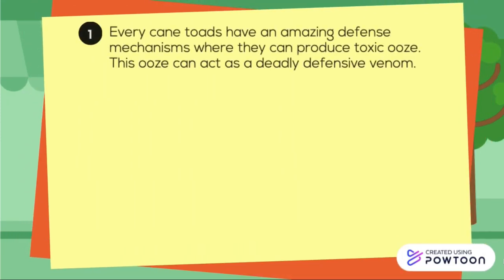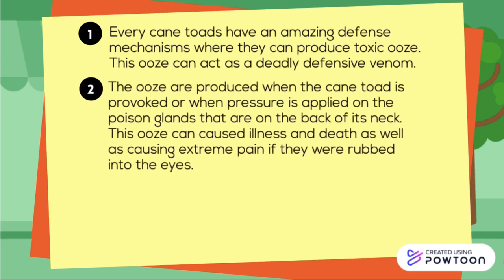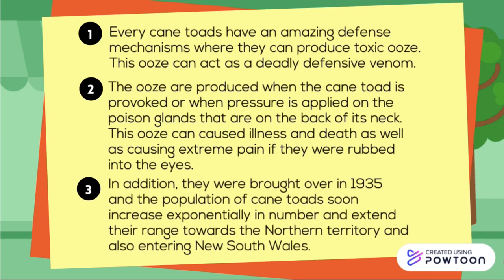Every cane toad has an amazing defense mechanism where they can produce toxic ooze. This ooze can act as a deadly defensive venom. The ooze is produced when cane toads are provoked or when pressure is applied on the poison glands that are on the back of its neck. This ooze can cause illness and death, as well as extreme pain if rubbed into the eyes.